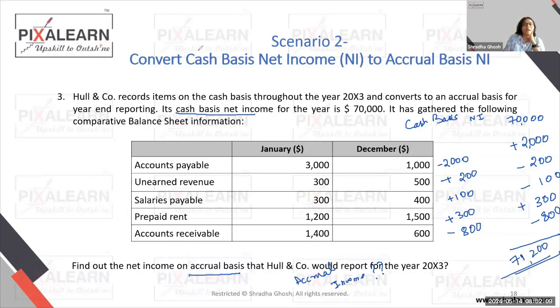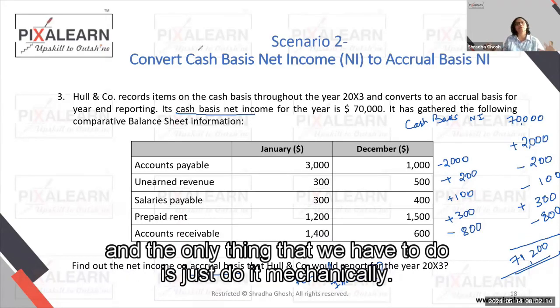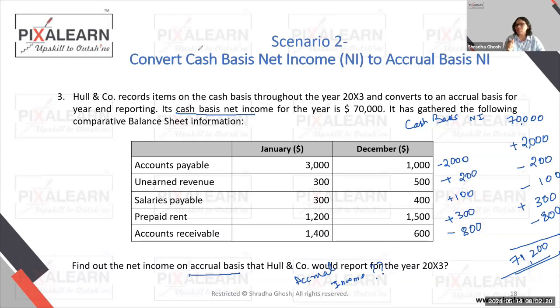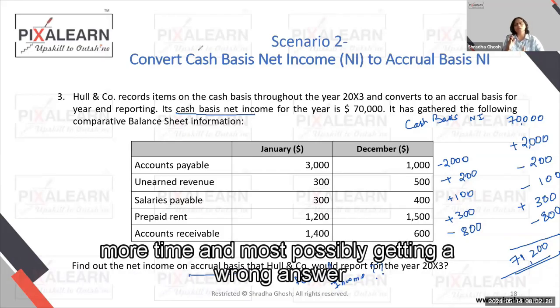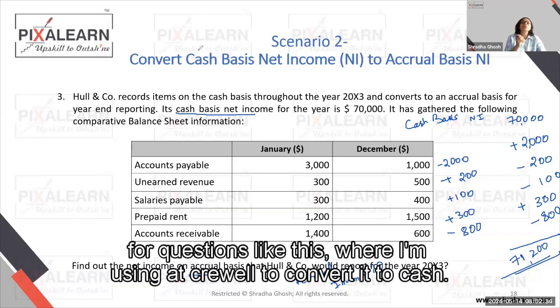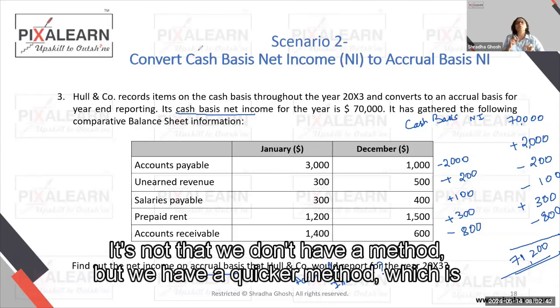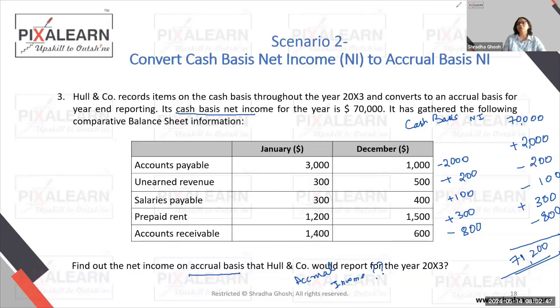Everybody, is this clear? Cash flow is a very important concept, and the only thing that we have to do is just do it mechanically. There are certain topics which, if you do mechanically, will give you instant results, very fast and accurate. If you spend time confusing it with the concept, you will end up spending more time and most possibly getting a wrong answer. For questions like this, where I'm using accrual to convert it to cash, I want you guys to think like this. We have a method. It's not that we don't have a method, but we have a quicker method which is more scientific. Now you know the logic. Why are we doing what we are doing? Any questions?